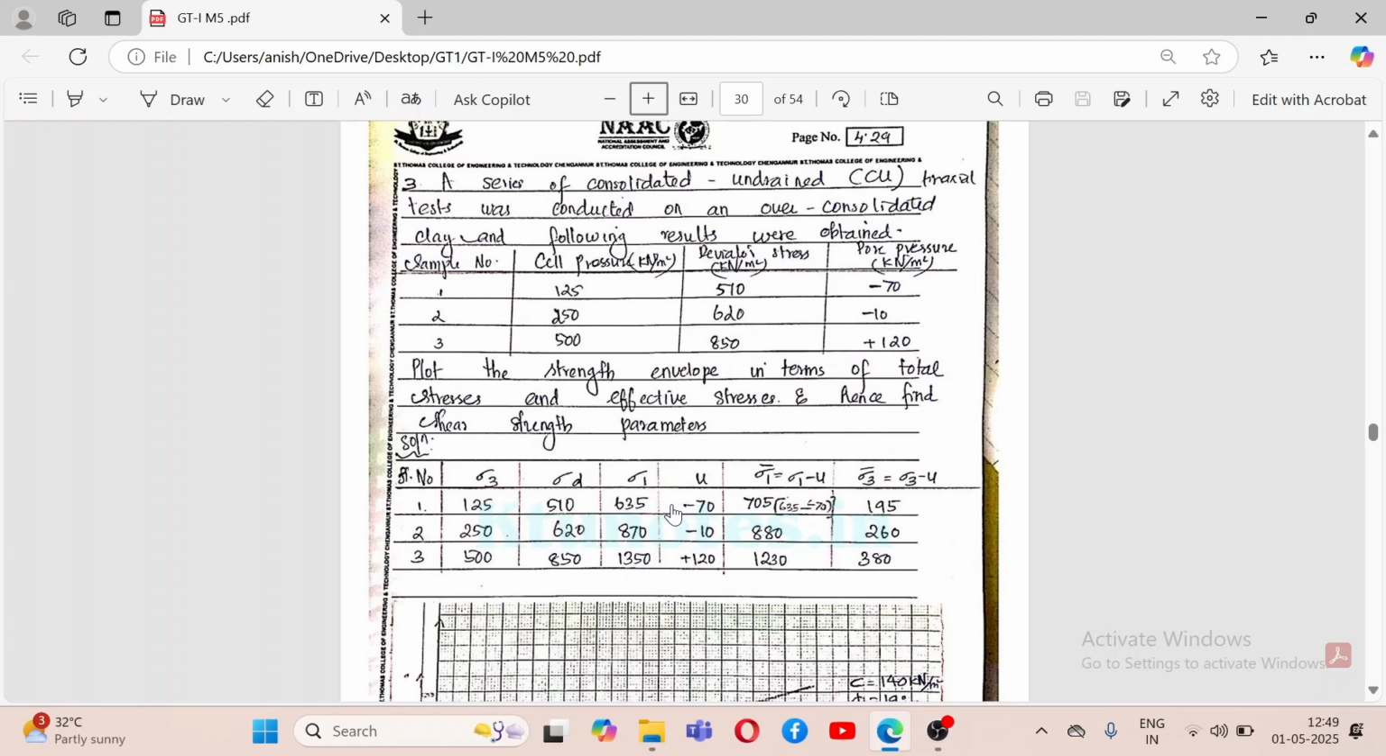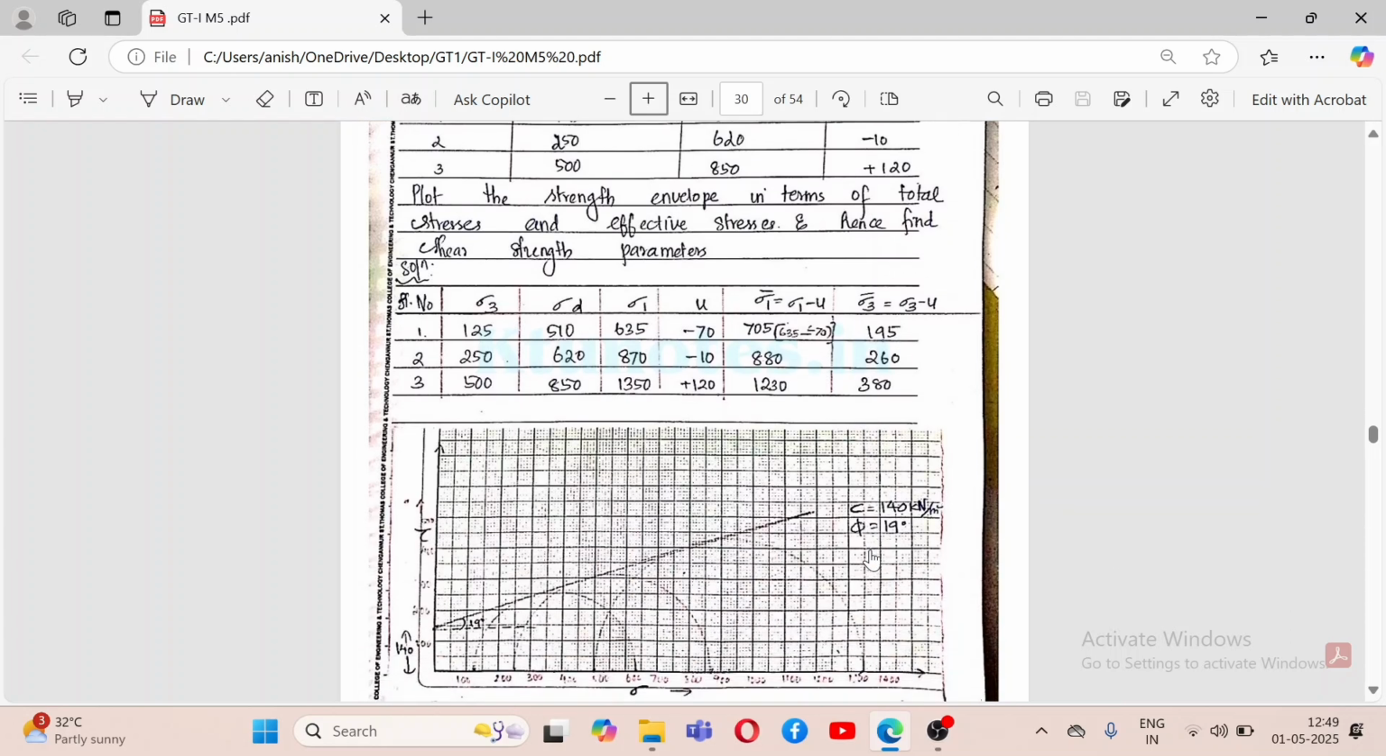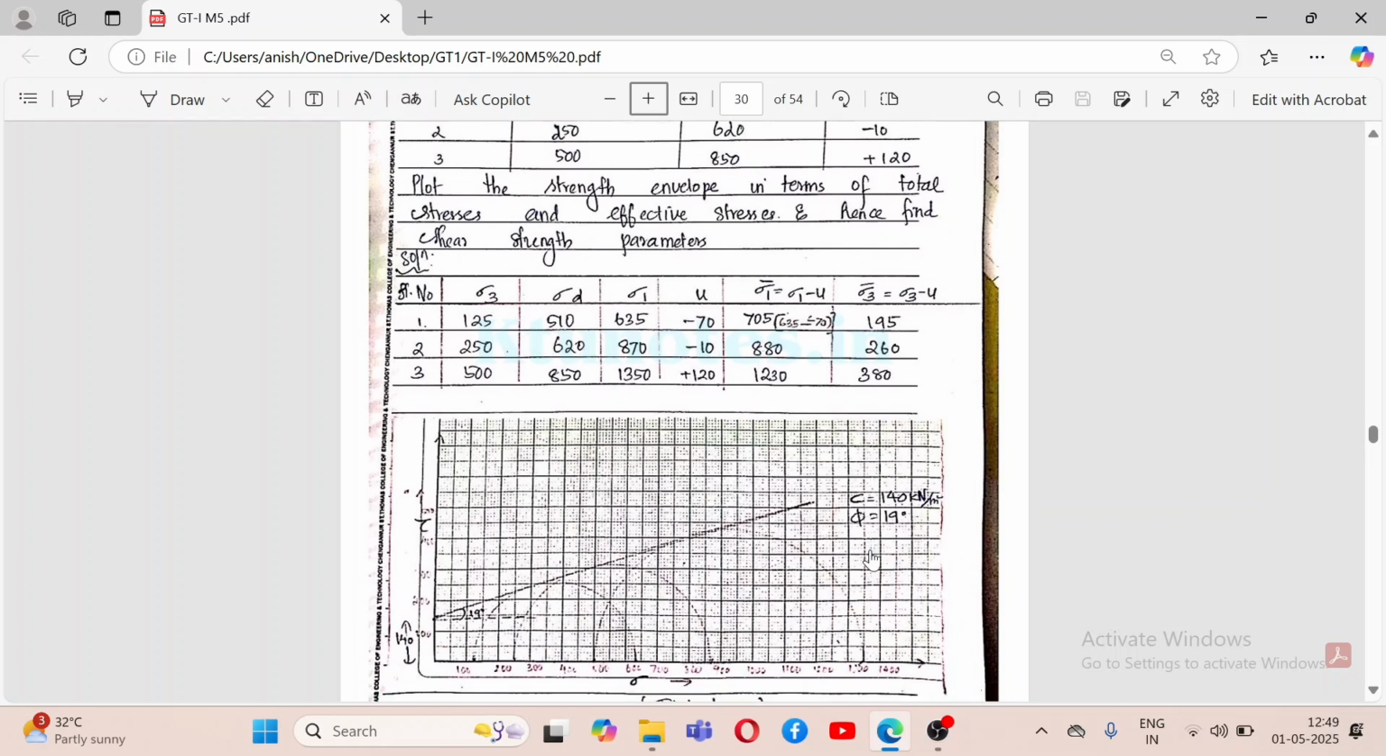What u is given, right? Minus 70. So sigma 1 dash, for effective stress, is sigma 1 minus u. That is 635 minus u. Here as it is given minus 70, you take it as minus 70, which we have to add, right? 705. Then sigma 3 dash is sigma 3 minus u, so 125 minus of minus 70, you add, it is 195. Similarly you do for the other samples, and then you plot a graph.